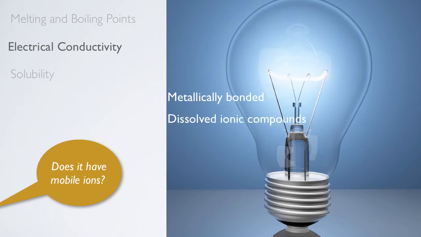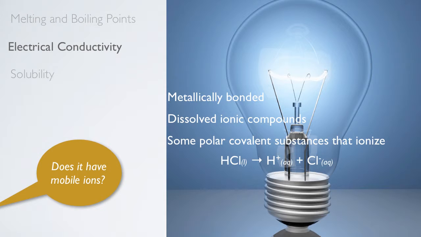and carry the current. Ionic compounds will dissolve in various solvents, and when they do, they dissociate and then become ions that are mobile and can move about the solution and carry an electric current. Also, some polar covalent substances will also ionize, such as hydrochloric acid, which will dissociate when put into water and become ions that are free to move about in solution and conduct electricity.